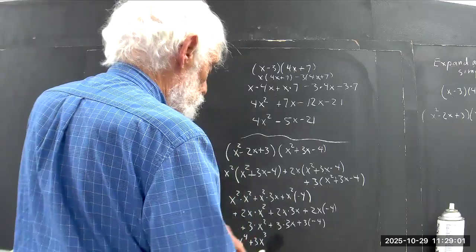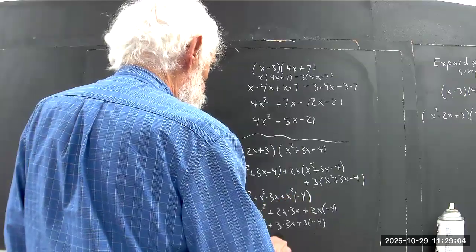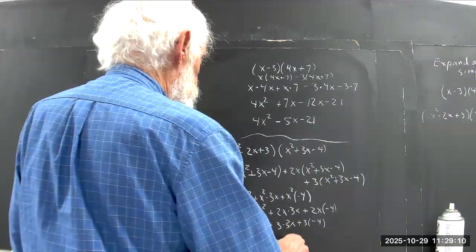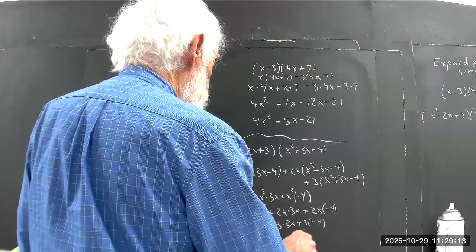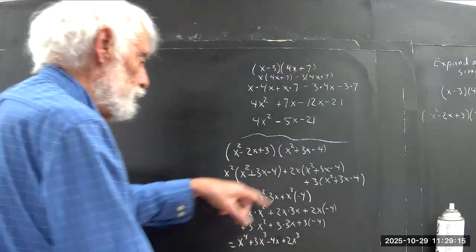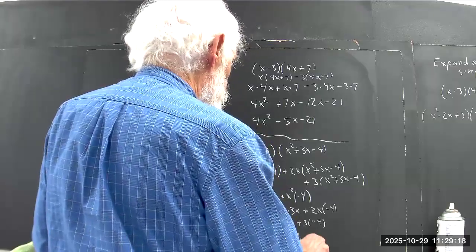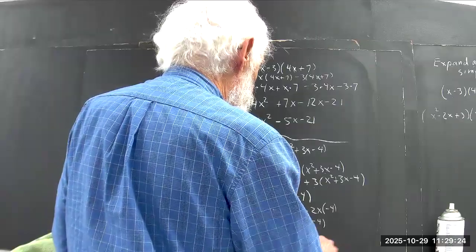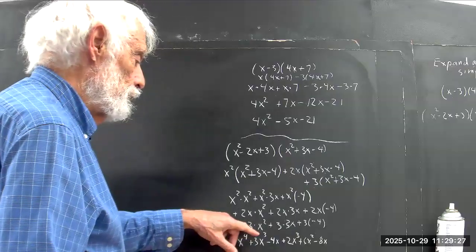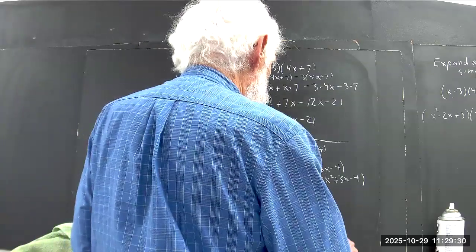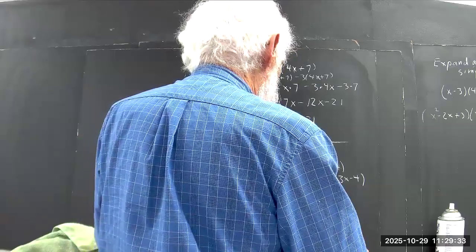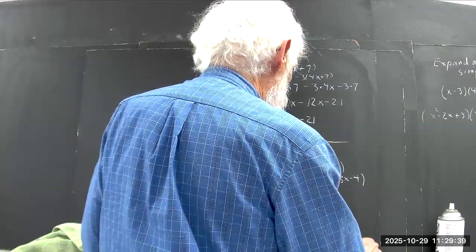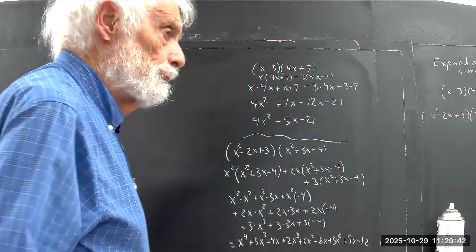Okay, we have the x squared times the 3x, which is 3x cubed. x squared times -4 is -4x squared. And we have 2x times x squared. That's 2x cubed. 2x times 3x: 2 times 3 is 6, x times x is x squared. 2x times -4 is -8x. And then 3 times x squared, 3 times 3x is 9x, and then that's -12.